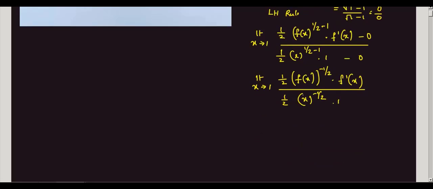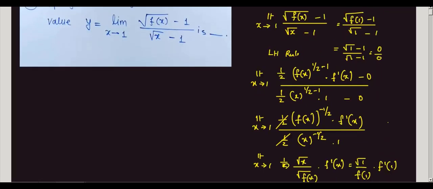If you see, limit x tends to 1, the half cancels out. We get root x by root f of x into f dash of x. Substitute: root 1 by root f of 1 into f dash of 1. So how much is f of 1? It is 1, and f dash of 1 is 2. So root 1 by 1 into 2 equals 2 is the answer. 2 is the answer.